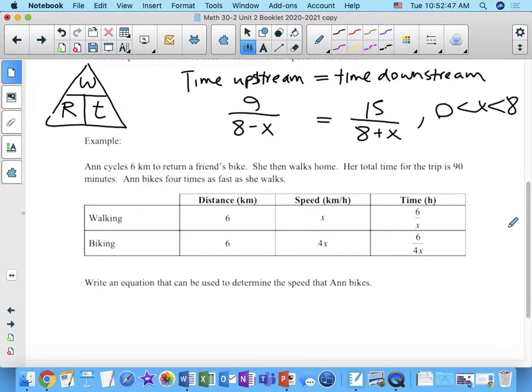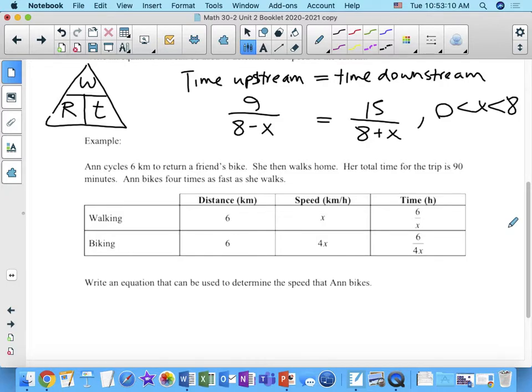Let's look at the next one. Anne cycles 6 kilometers to return a friend's bike. She then walks home. Her total time for the trip is 90 minutes. Anne bikes 4 times as fast as she walks. Write an equation that can be used to determine the speed that Anne bikes.